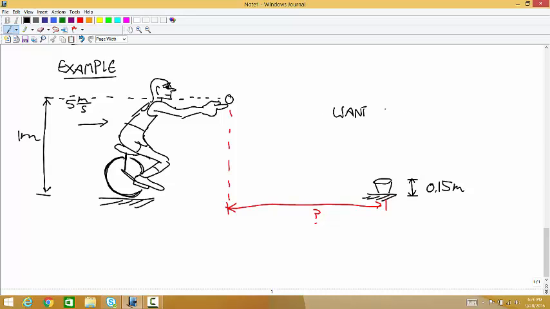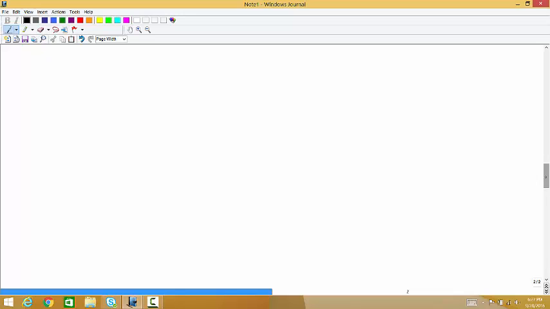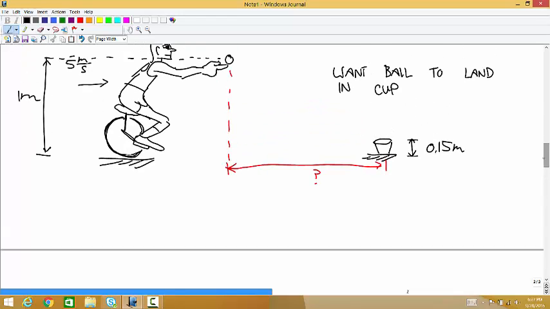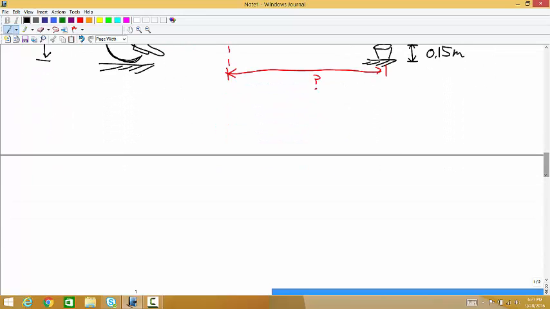Obviously you want the ball to land in the cup. You could imagine this on a ping pong table. Then it makes more sense. Okay, so any questions about the problem setup?